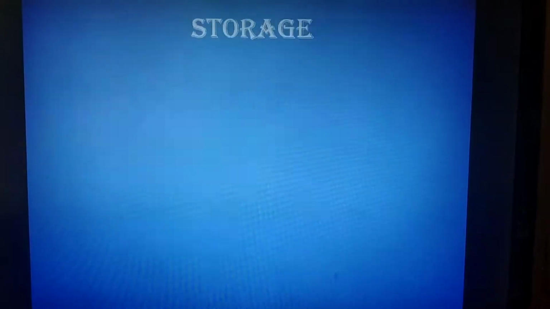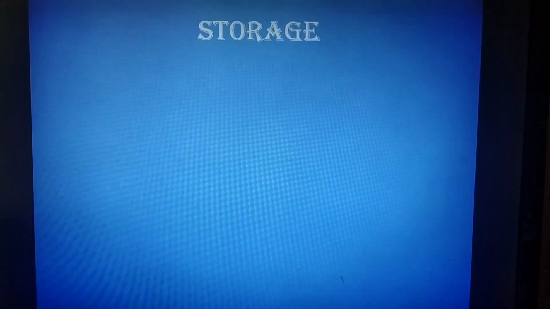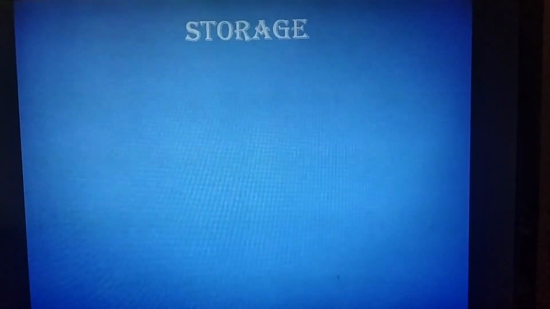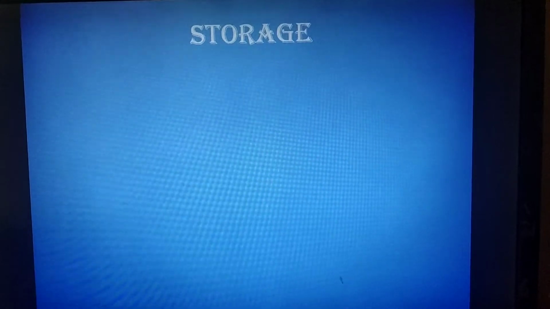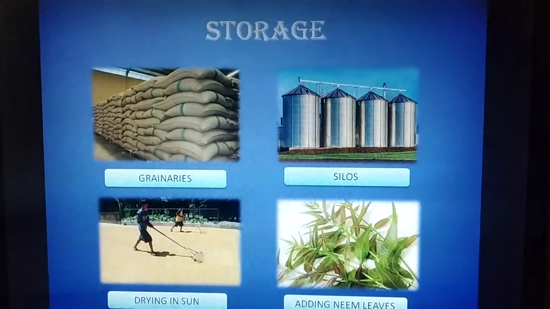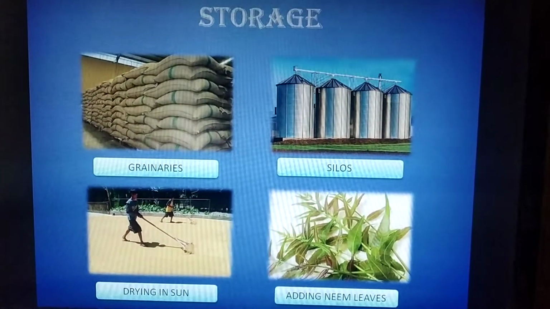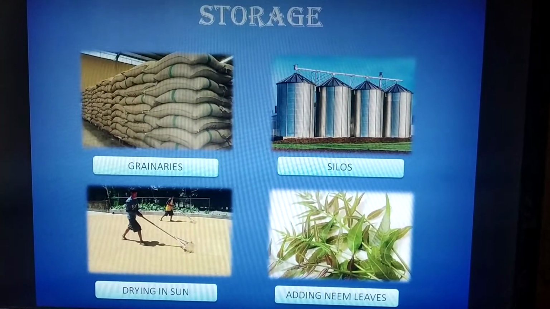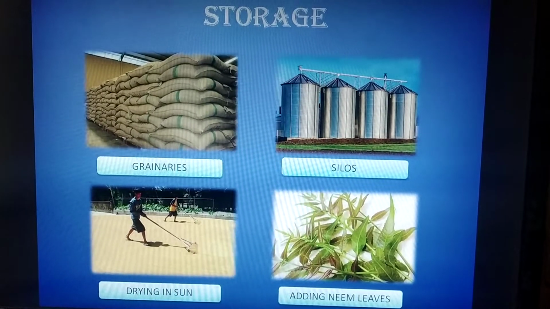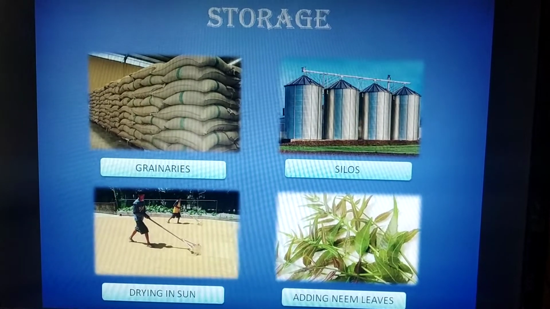The last step after harvesting the crop is storage. What is storage? Storage is to keep something safely. If we talk about the storage of crops, the grains are to be kept for a longer time. They should be safe from moisture, insects, rats, and microorganisms. If we do not keep them safe, they will be attacked by insects and so on.